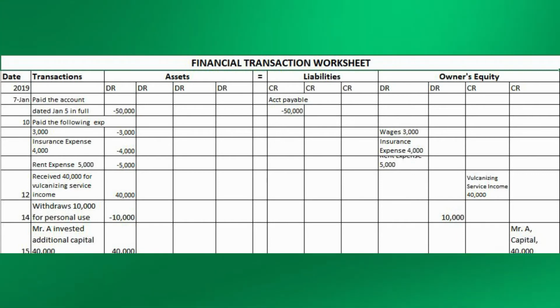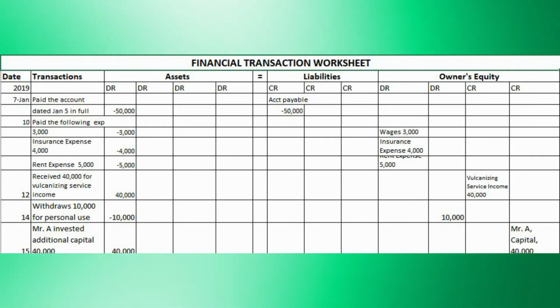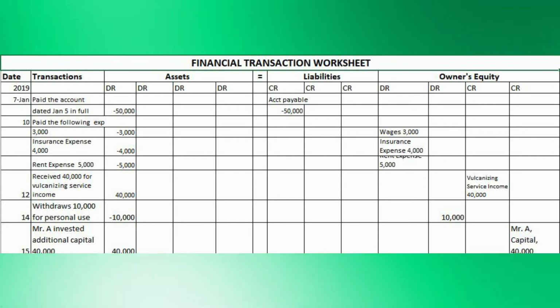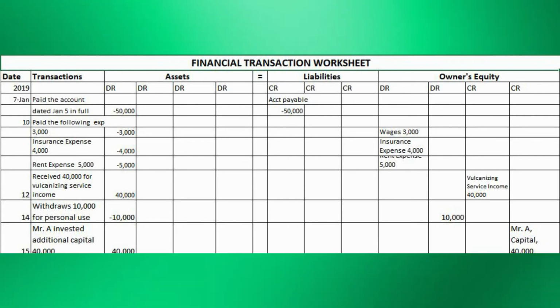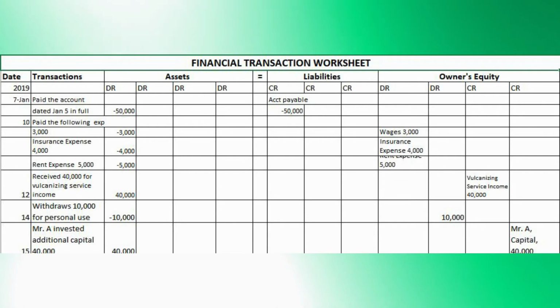So our next transaction is January 7. We are going to pay our accounts payable of 50,000. So there is a decrease of cash on the left side, and there is also a corresponding decrease of liabilities under the name accounts payable on the right side. So the equality of the business equation still remains.